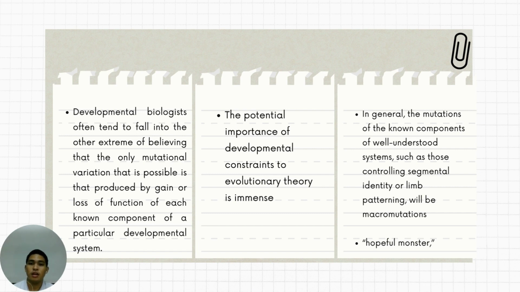The potential importance of developmental constraints to evolutionary theory is immense. For example, if constraints are very limited, then the course of evolution is determined almost entirely by adaptation to a changing environment.